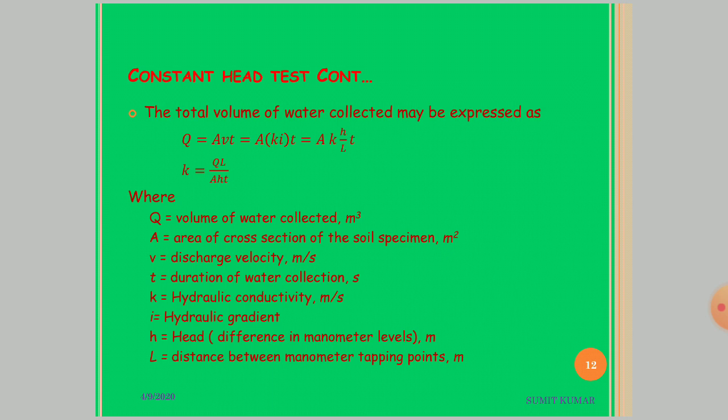where Q is the volume of water collected, A is the area of cross section of the soil specimen, V is the discharge velocity, t is the duration of water collection, K is the hydraulic conductivity or coefficient of permeability, i is the hydraulic gradient, small h is the head, and capital L is the distance between manometer tapping points.